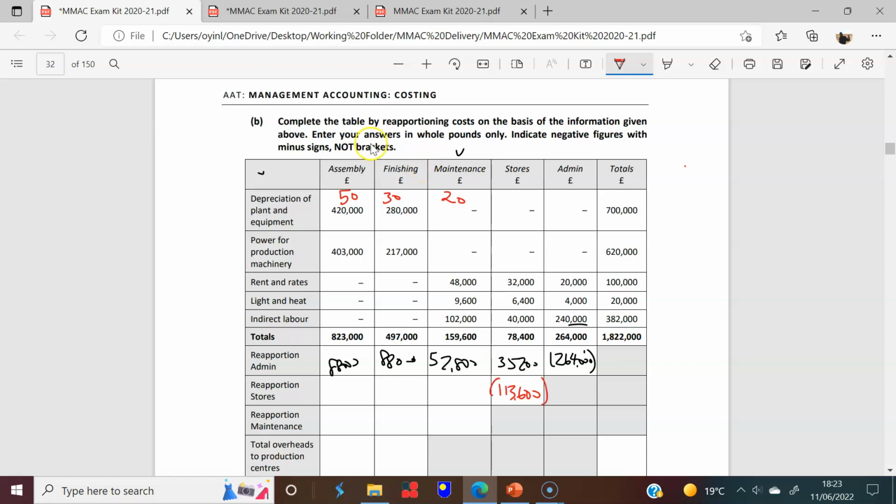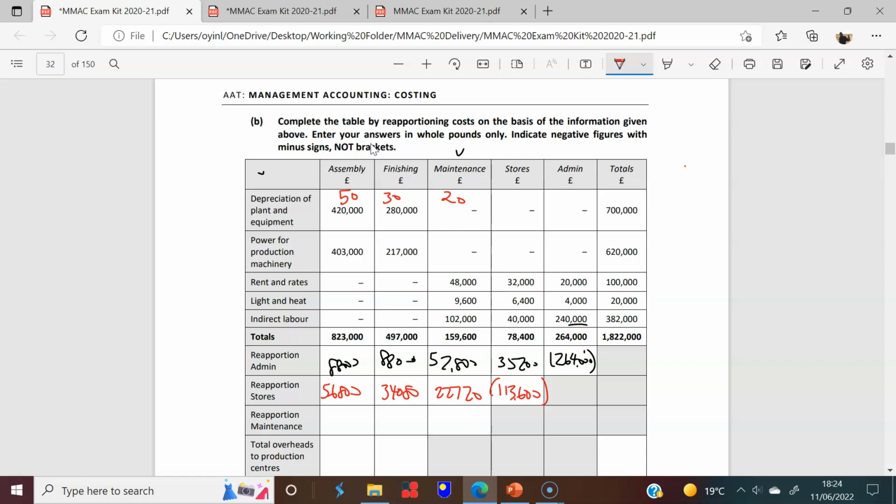So when I now split this, I have 50% of 113,600, which is 56,800. 30% of 113,600 is 34,080, and then 20% of 113,600 is 22,720. And then we do the same again.